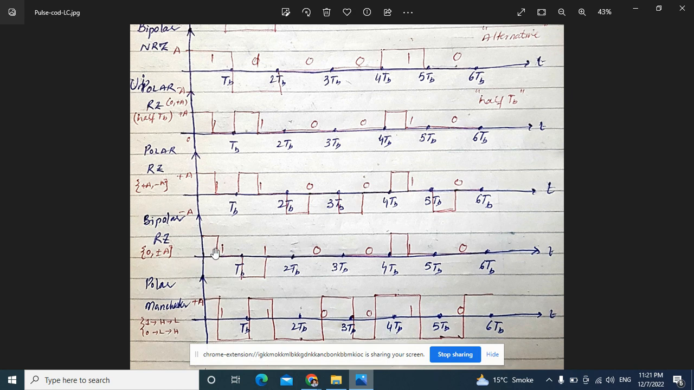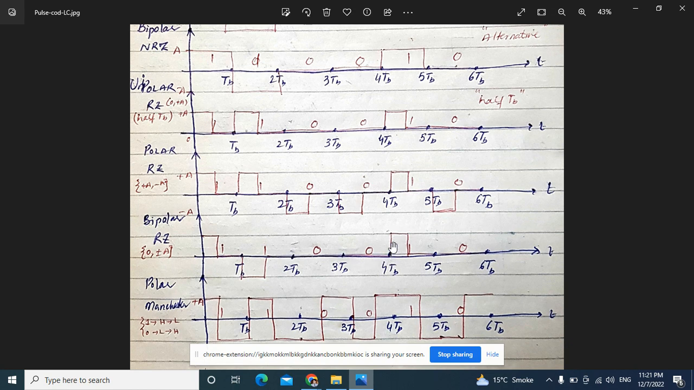Similarly, if the first bit is 1, the first half of the duration is positive A, and the second half is 0. The second bit is 1, so it is negative A for the first half of the duration and 0 for the other half. The third bit is 0, it remains 0. The fourth bit is 0, it remains 0.